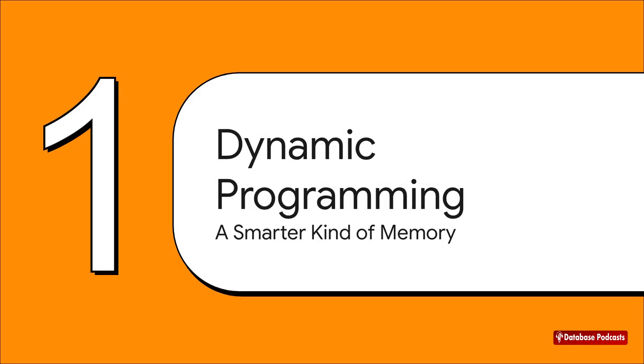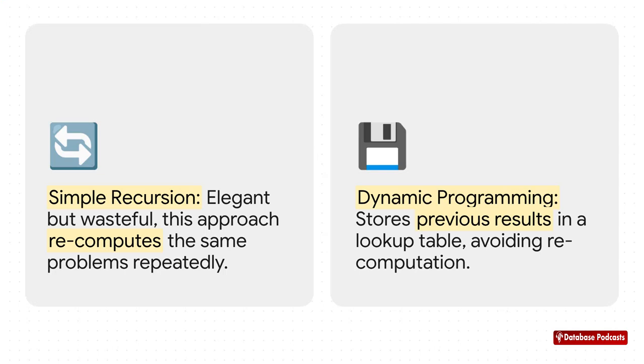And that's a perfect lead-in to our first smart strategy, which is called dynamic programming. The easiest way to think about it? It's like giving our algorithm a memory, a way for it to stop solving the same puzzle again and again. So you can see this fundamental trade-off right here. On one hand, you've got simple recursion. And yeah, it's elegant, I'll give it that. But man, is it wasteful. Like, if you're calculating a Fibonacci number, it just solves the same subproblems over and over and over again.